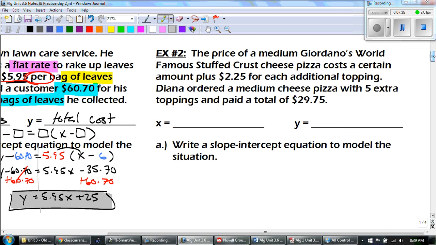So let's see if you guys can pause the video and fill out A on your own. Just remember, look for the point, look for the slope, okay? And see if you can figure out the equation. Go ahead and pause the video, and good luck.